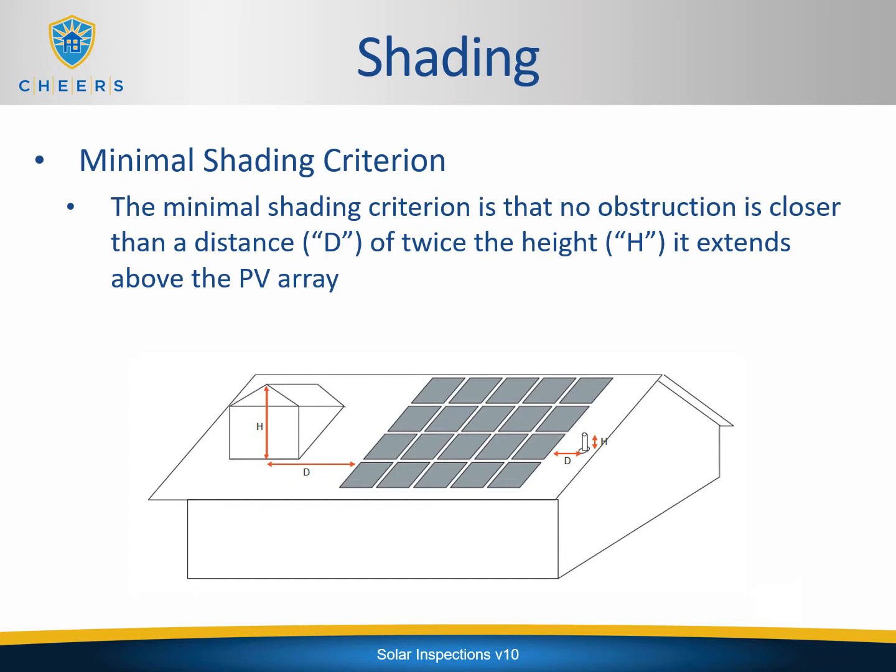The minimal shading criteria is that no obstruction is closer than a distance of twice the height it extends above the PV array. So for example, the vent pipe on the right there, if it is 12 inches tall, it would need to be a minimum of 24 inches from the array.